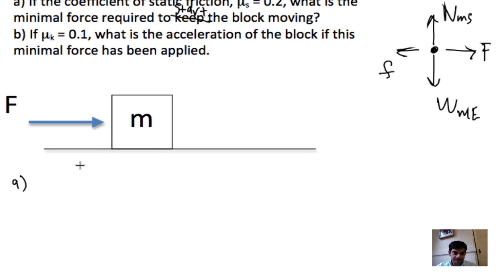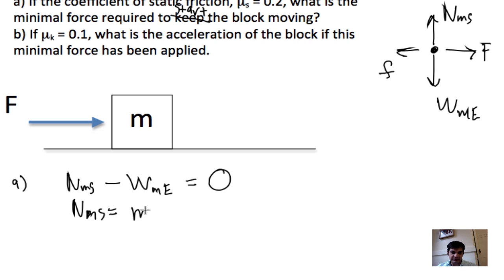So let's be clear and set up our equations. For part A, we're going to write that the normal force minus the weight equals 0 because nothing happens in the y direction, so those two forces cancel. So in other words, I have that the normal force actually equals mg, so we're going to use that in a second. Now, what's happening in the horizontal direction?